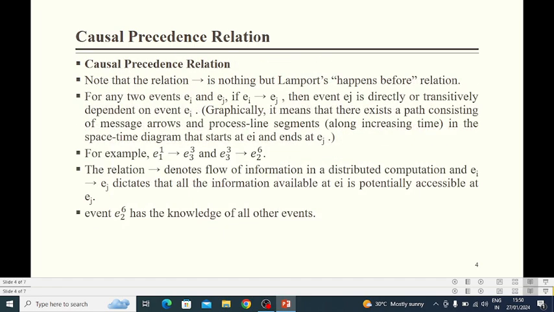Then the next point: this relation arrow mark denotes the flow of information in a distributed computation. Ei happens before Ej dictates that all the information available at Ei is potentially accessible at Ej. Based on this, we can say that the sixth event of the second process has the knowledge of all other events.